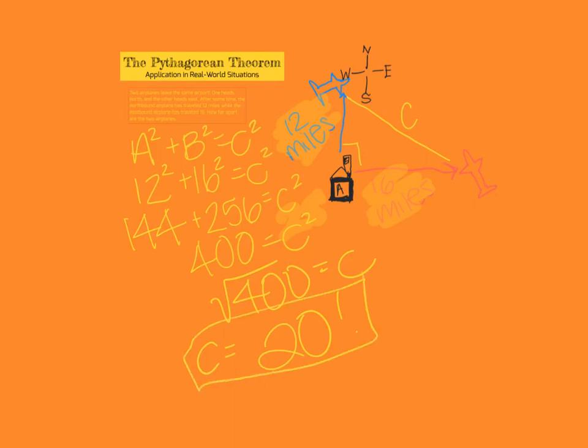If you write C equals 20 on your answer sheet, you're wrong because it's not a general problem. It's a word problem. So you need to make sure that you write 20 miles.